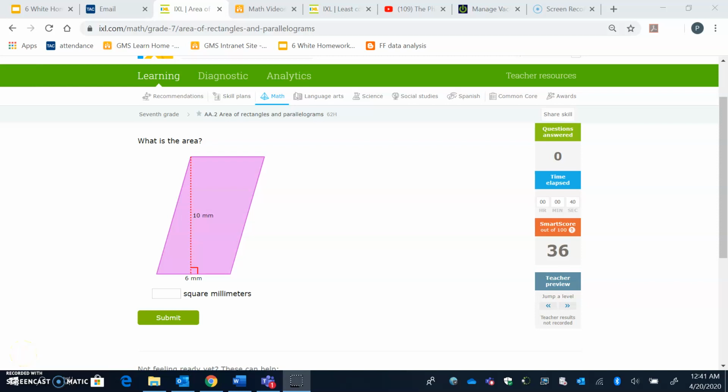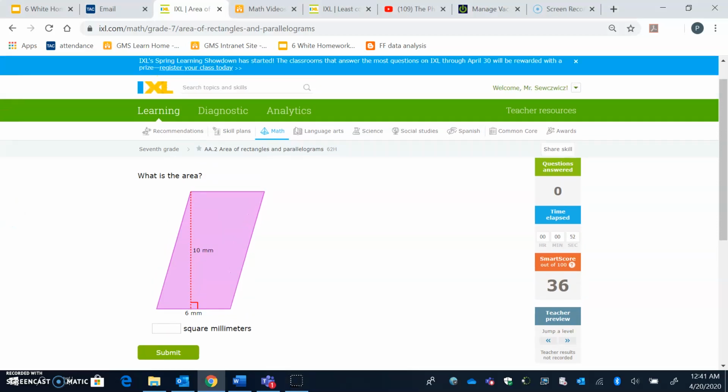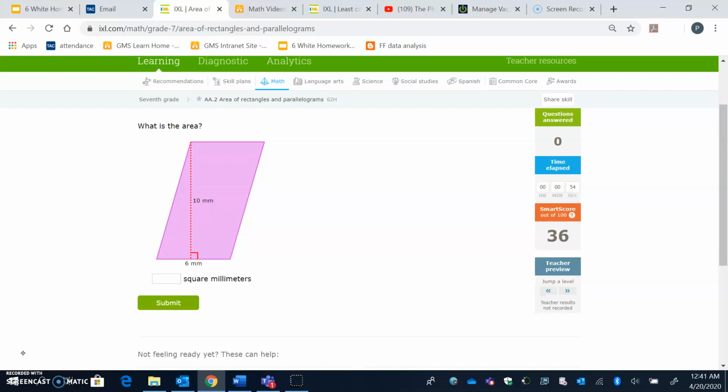All right, everyone. So this is just a little help with your IXL AA2 if you need to. We have a parallelogram here. With a parallelogram, I am looking at the base and the height. I can see that the base is a 6 and the height is a 10. So 6 times 10, hello, 60.